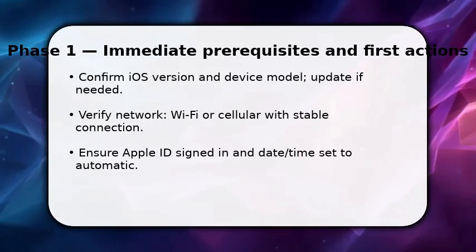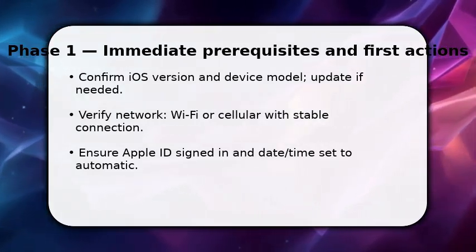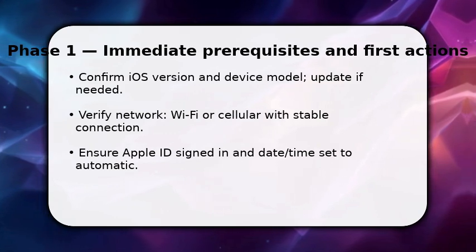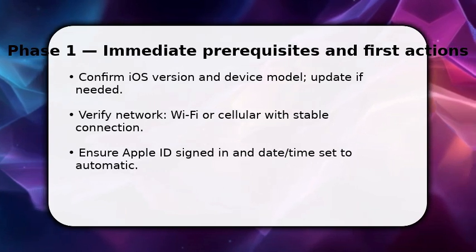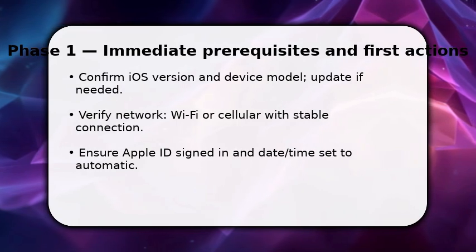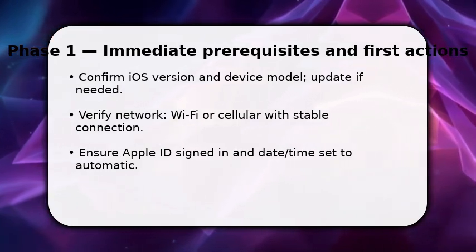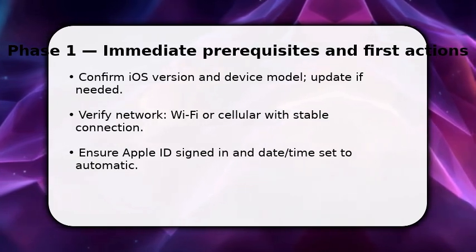You'll start by confirming prerequisites and taking the first actions. Check your iPhone's iOS version and update if it's behind. Make sure you're signed into your Apple ID and set date and time to automatic so certificates validate properly. Once done, reconnect to a stable Wi-Fi or cellular network because intermittent connections break verification.